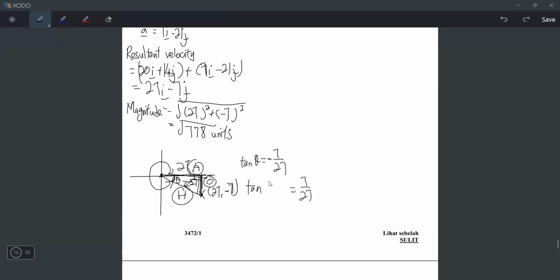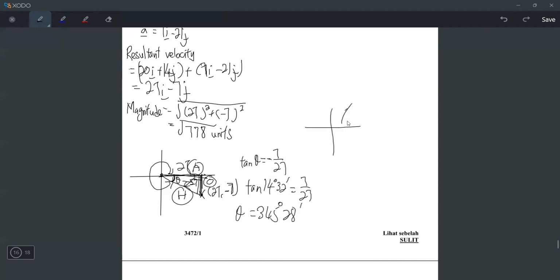I will just write tangent 14 degree 32 minute. Okay. And then finally I will write theta equals, since the tangent is negative, I will take 360 minus this. So what is 360 minus? Okay, 345 degree 28 minute.